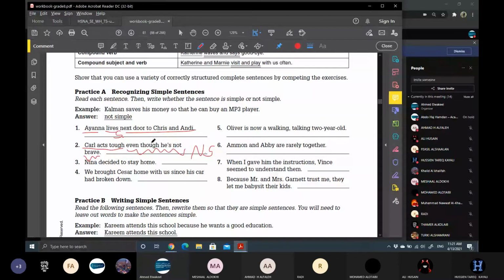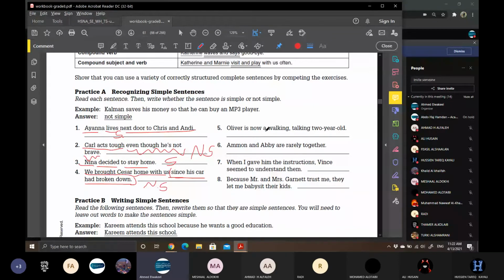Nina decided to stay home. Subject, verb, prepositional phrase to give the complete idea. Simple. We brought Caesar home with us since his car had broken down. So I have here, we brought Caesar home with us, until here, until us, that's a simple sentence. Starting from since till the end, that's a subordinate clause. So one independent and one dependent, that's a complex sentence, so not simple.